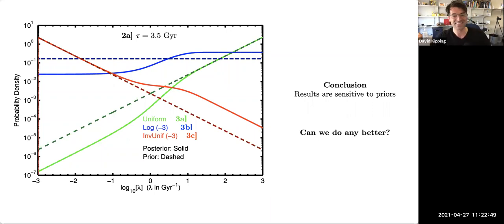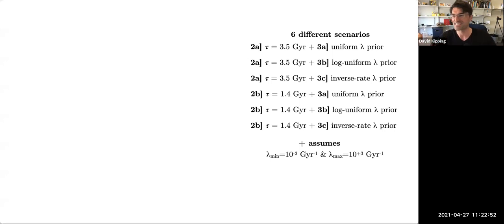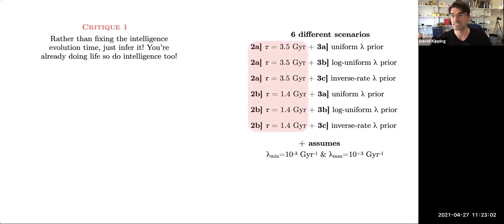So can we do any better than this? So here's the landscape of what was done. We have two different choices for tau, 3 different priors, so 6 different realizations. And here are my critiques of what they did. And this is going to provide a pathway forward.